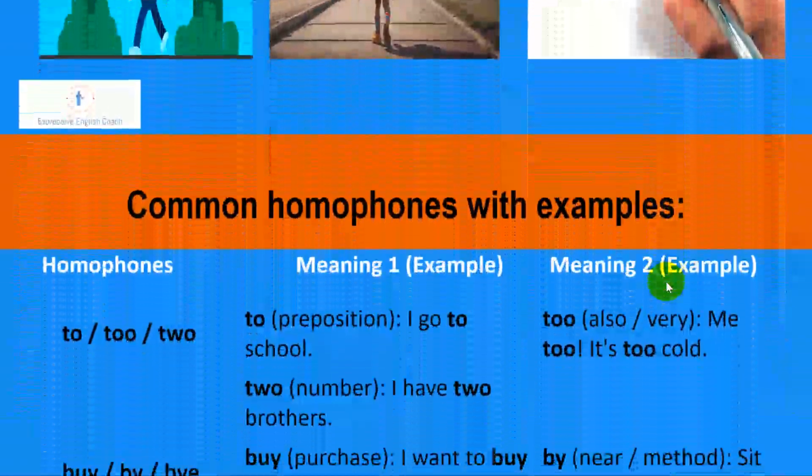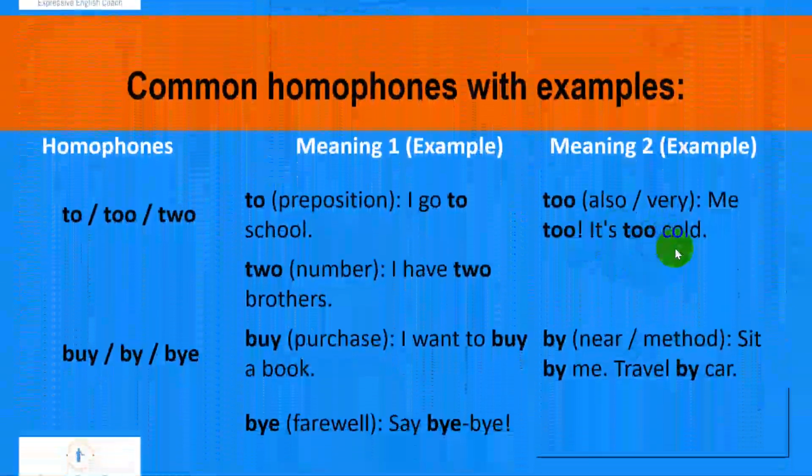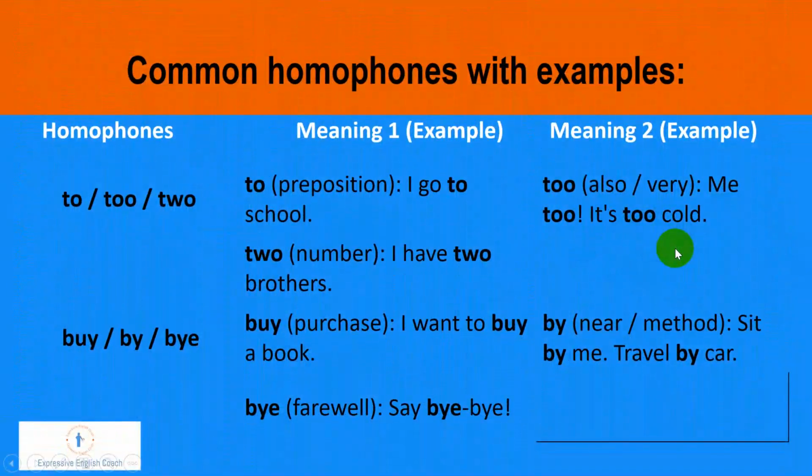Now let's look at the common homophones with examples. We'll begin with the simplest, like two. Let's look at a homophone word, and then we look at its meaning one, and then we look at the meaning two, also with examples. Now the first one, two. Now two is a preposition, to.